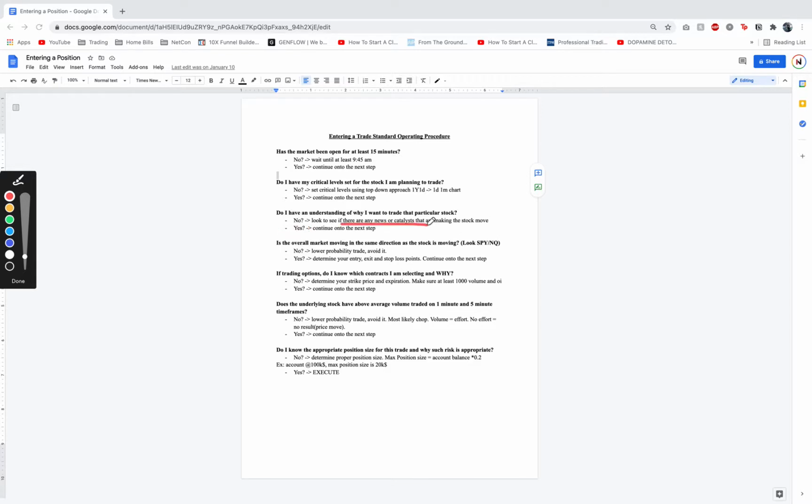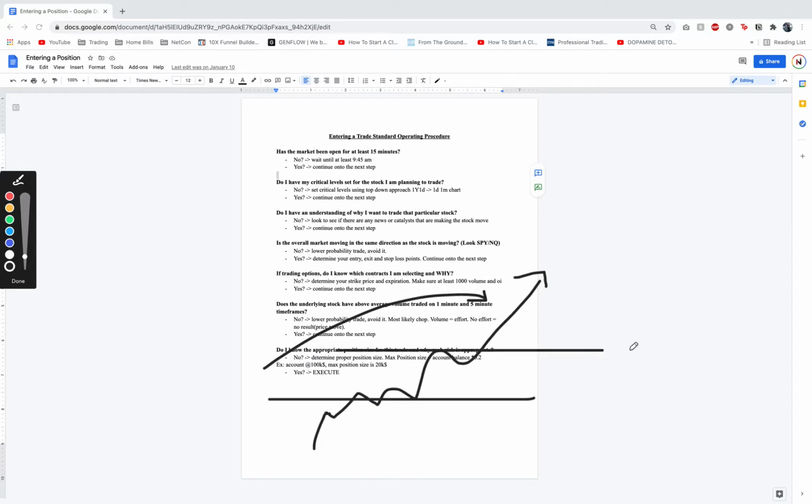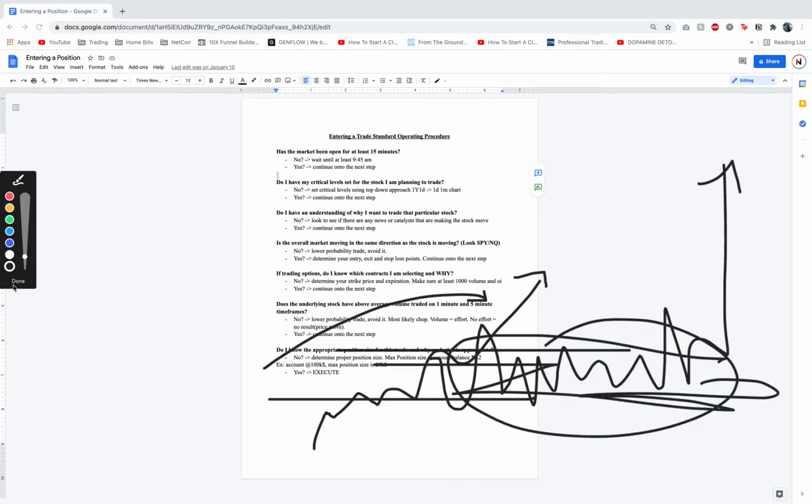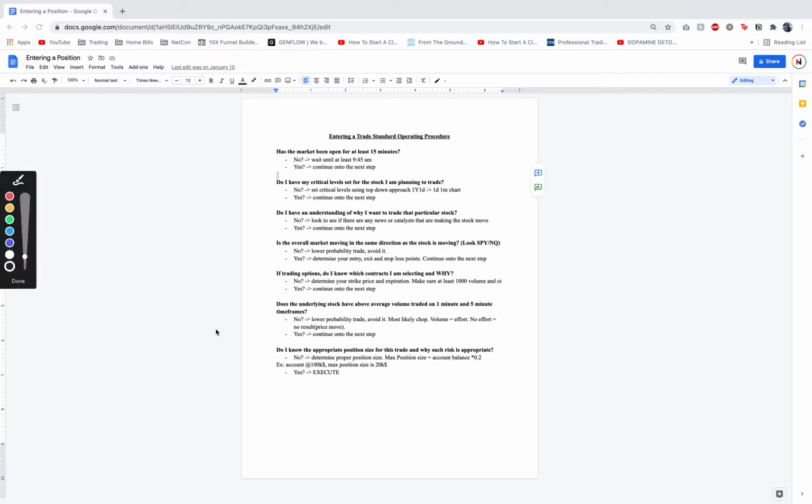Is there any news or catalysts that are making the stock move in a certain direction? This is super important because if you're trading stocks that don't have any news or catalysts, or just random stocks, they are most likely not going to have a high probability of moving and having volatility where they make continuous moves that you can capitalize on. You're just going to be range bound, where stocks are doing this for the entire day, and you're going to get burnt throughout this area right over here. And you don't want to do that because you want to preserve your capital and execute on high probability trades, and that wouldn't be a high probability trade.